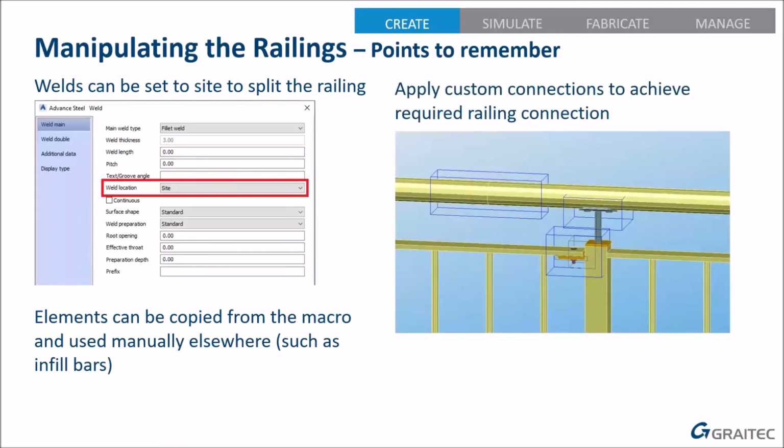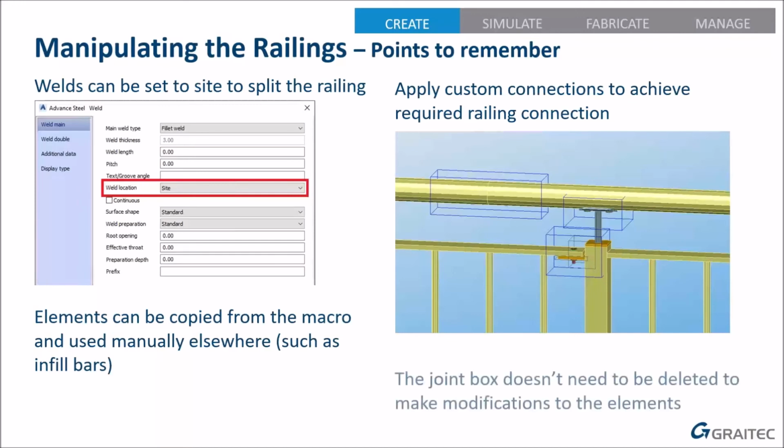You can add your own custom connections. You'd have to make your own connections in advance, but they're not particularly complicated, any of them. They can make life very much easier. Even though the main components are created by the macro, you can still add features and things to them, so you can still add the custom connections onto those members so that you can create the final railing you want.